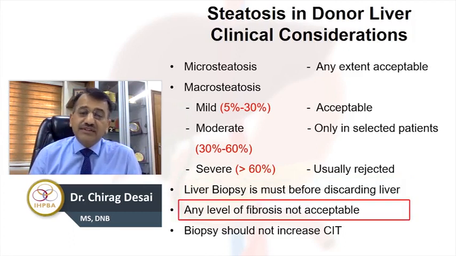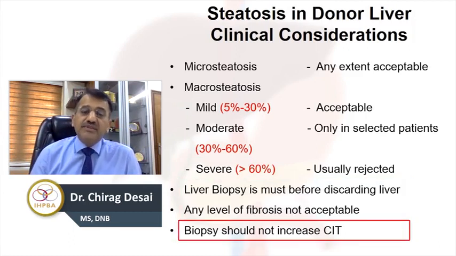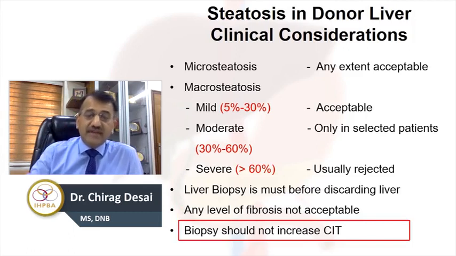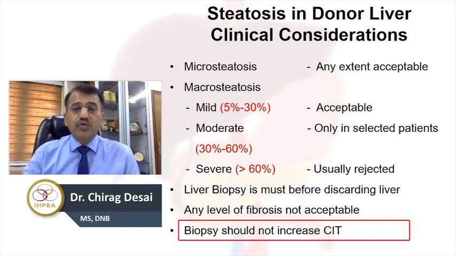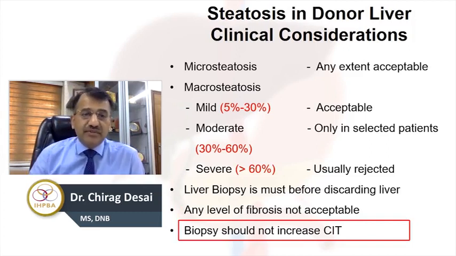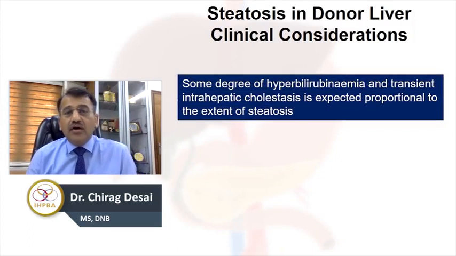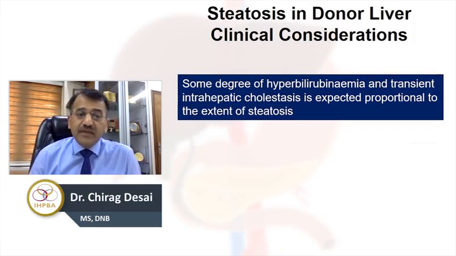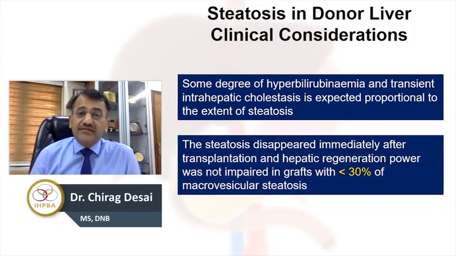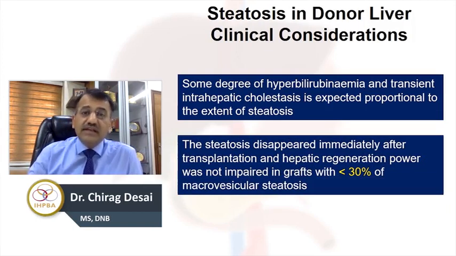Any level of fibrosis should not be accepted, and the biopsy should not increase the cold ischemia time, and there should be a mechanism and the logistics should be available to do the liver biopsy as quickly as possible in the emergency. Some degree of hyperbilirubinemia and transaminasemia are accepted and expected also after the use of steatotic liver. The steatosis disappears after transplant in a few weeks' time, especially if it is less than 30%.